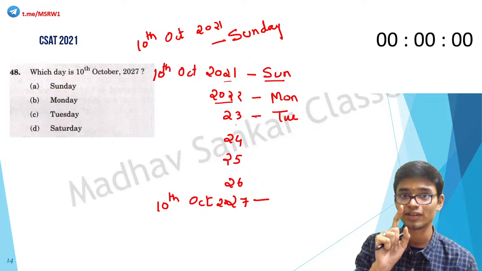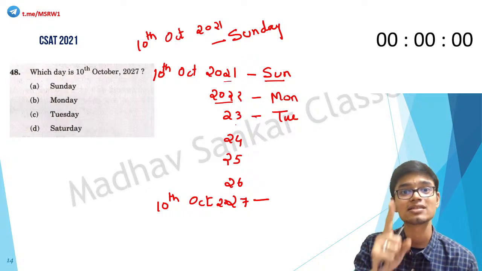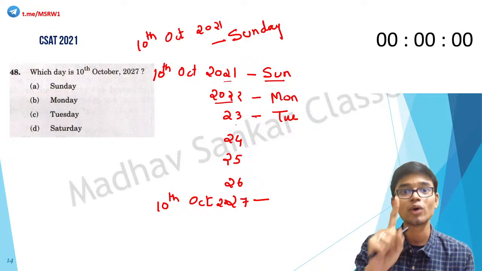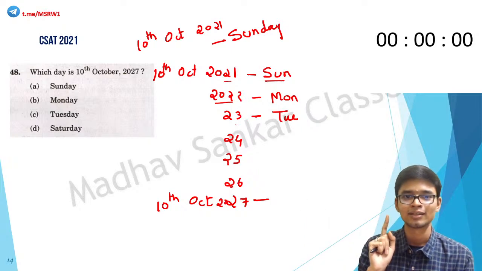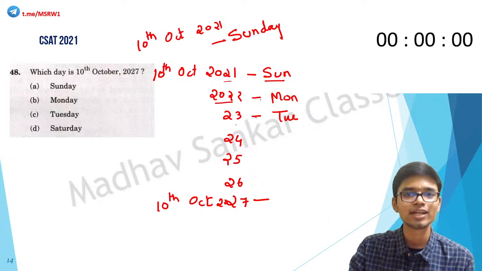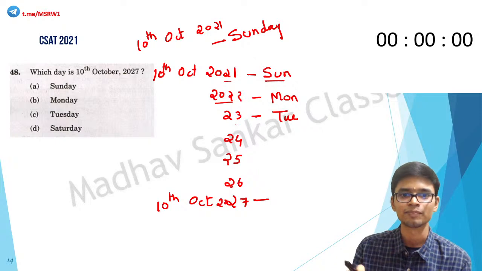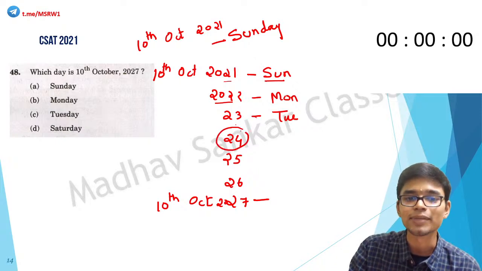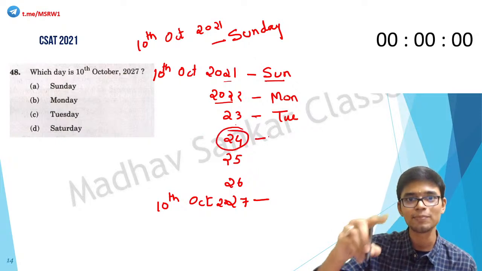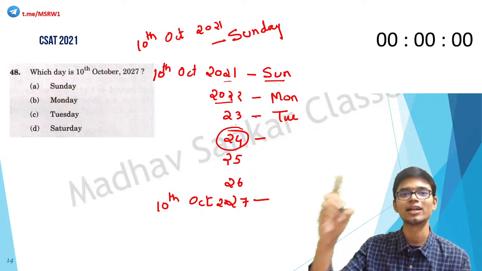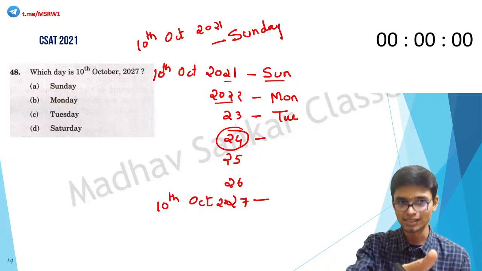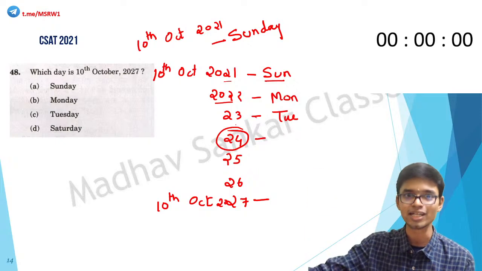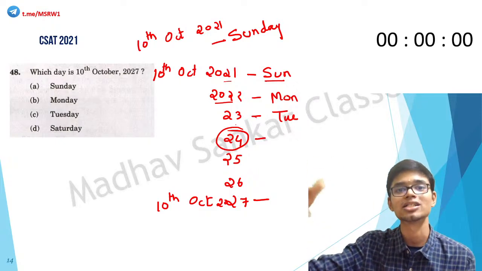a leap year. In case of a leap year, because February has 1 additional day, you have to add 1 more day. So 2021, 22, 23, all these are ordinary years, not a leap year. 2024 is a leap year. So here you have to jump 1 more day because February has 29 days, and because this is 10th October, which comes after February, you have to jump 1 additional day.